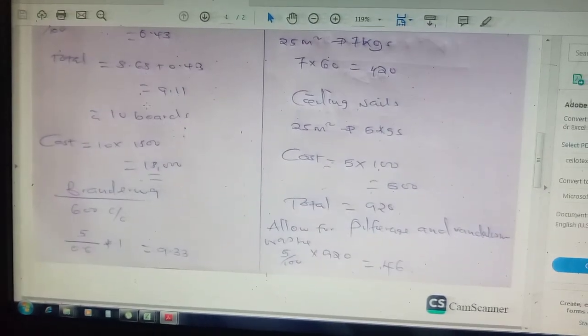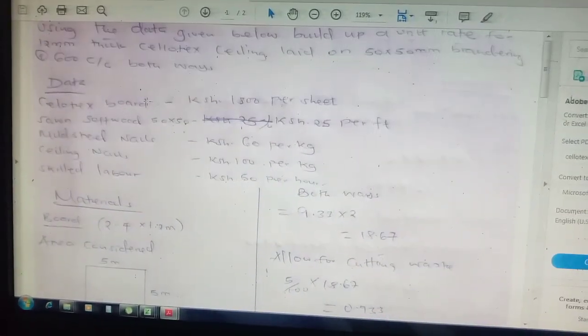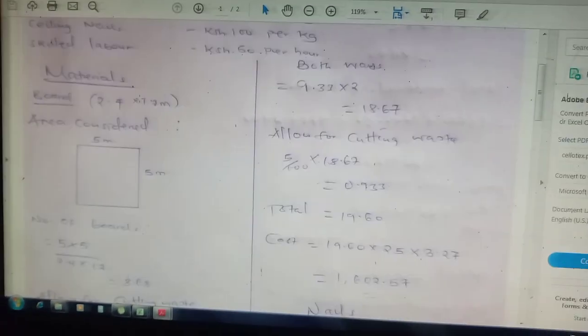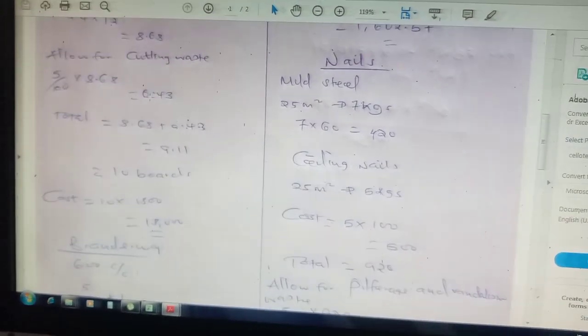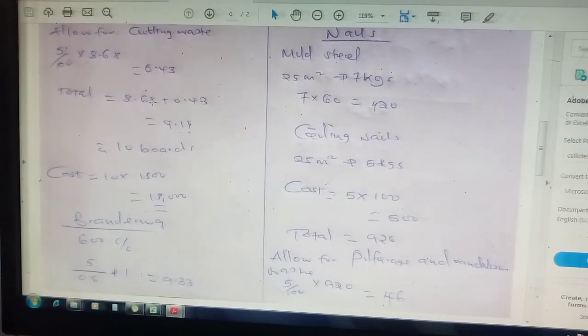Then the cost, you just take that 10. In the data above, we were told that one piece of board costs 1,800 shillings. So what if there are 10? You just take that 1,800, multiply by 10, and you get 18,000. So that is for the board.